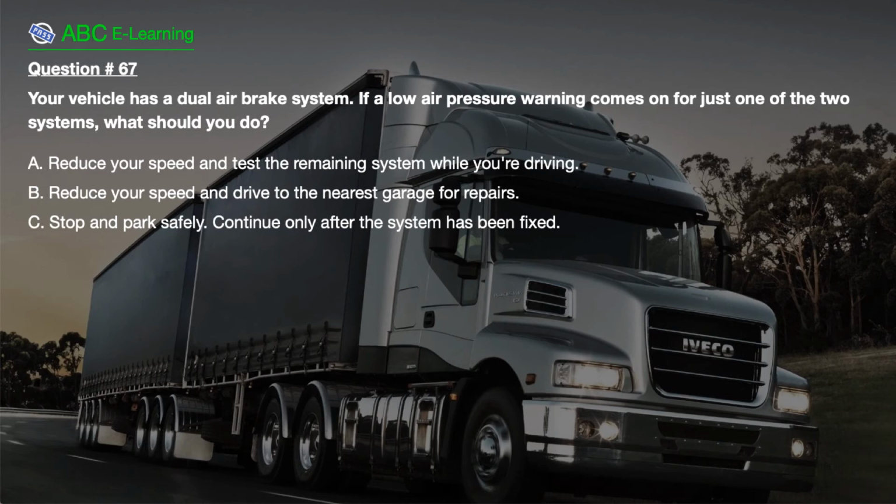Question number 67. Your vehicle has a dual air brake system. If a low air pressure warning comes on for just one of the two systems, what should you do? A. Reduce your speed and test the remaining system while you're driving. B. Reduce your speed and drive to the nearest garage for repairs. C. Stop and park safely. Continue only after the system has been fixed.